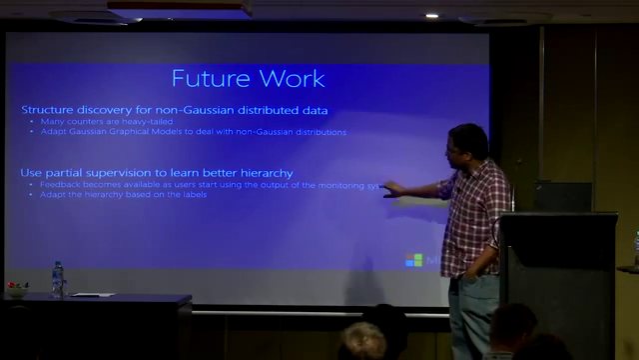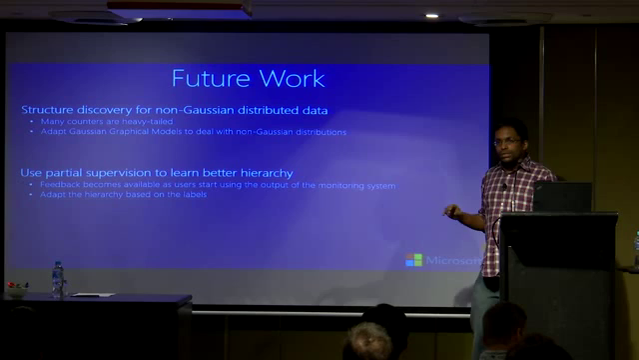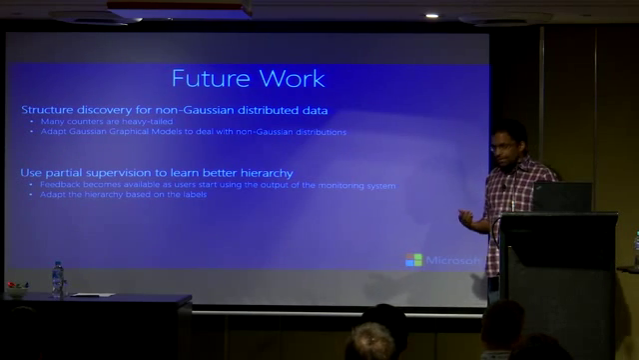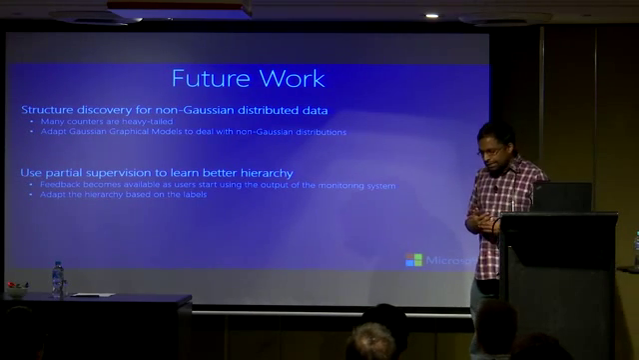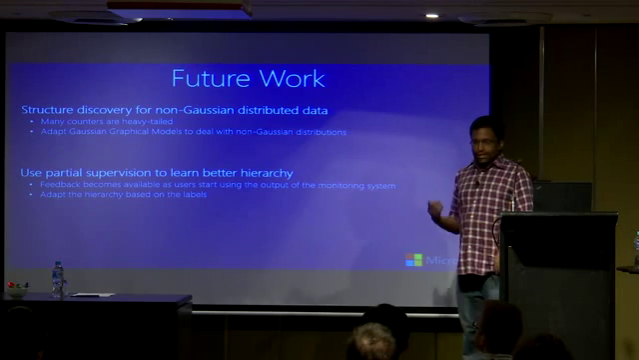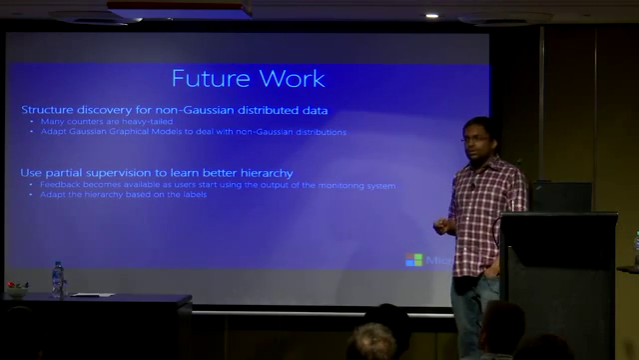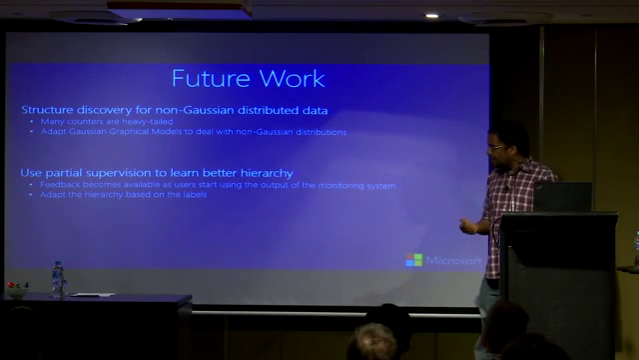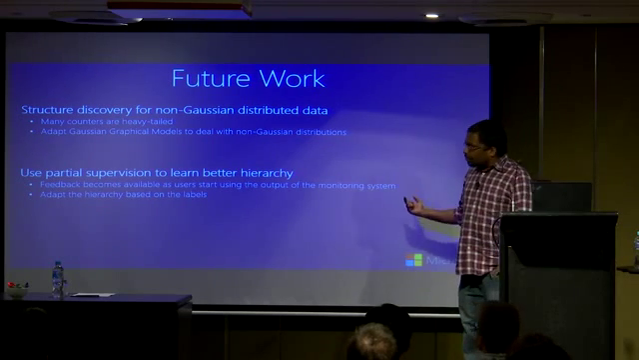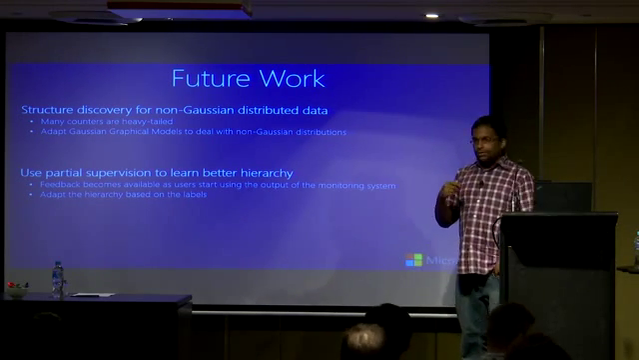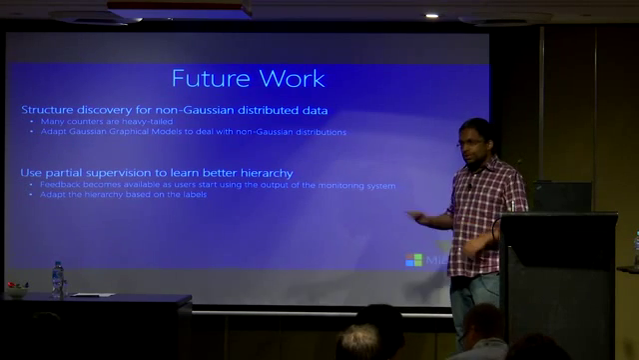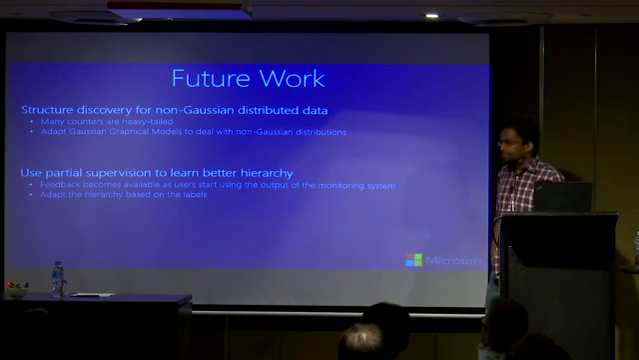And the second direction we are looking at, now that our system is in production and emails are going out and engineers are looking at our emails, they're giving us feedback now, saying, hey, this alert was a false positive, it should not have come, right? Or yes, this was a good alert and it indicated an issue. Now, how do we make use of those labels in order to improve our hierarchy? So we're looking at how to do that.